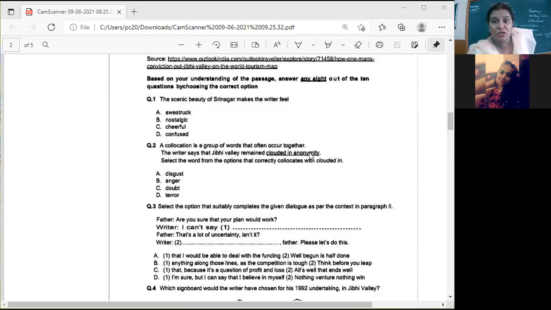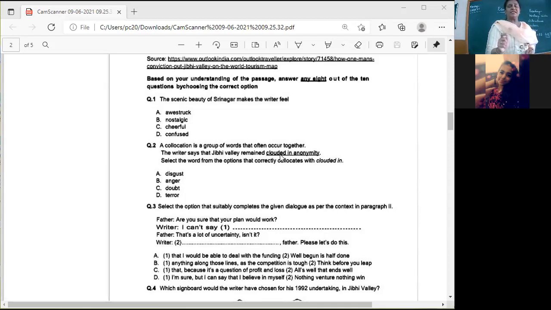A collocation is a group of words that often occur together. See, what the examiner is going to do is give you a context, give you an idea. Have you understood this passage? Similarly, on the basis of that passage, he is going to ask you more questions, or they might not even be relevant. They're testing your vocabulary. A collocation is a group of words that often occur together, like fondness for. These are groups of words that we use together. You know what collocations are? Only then you'll understand this.